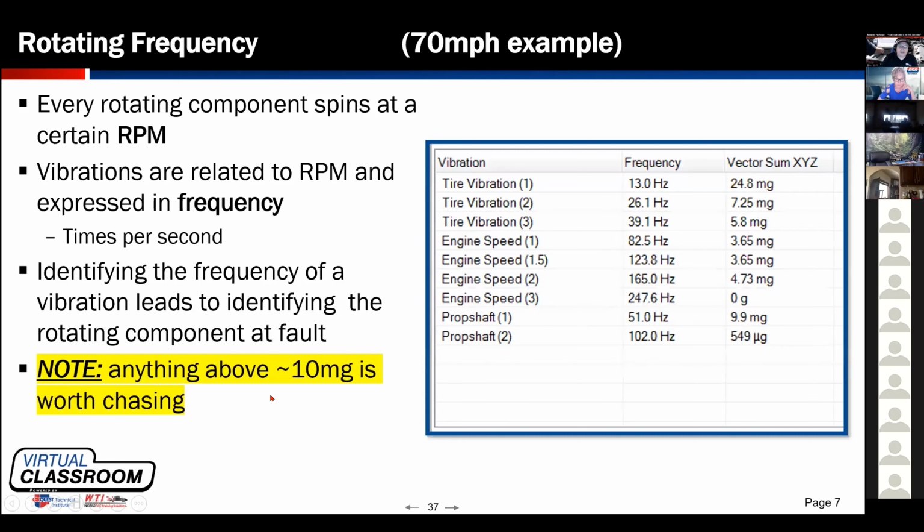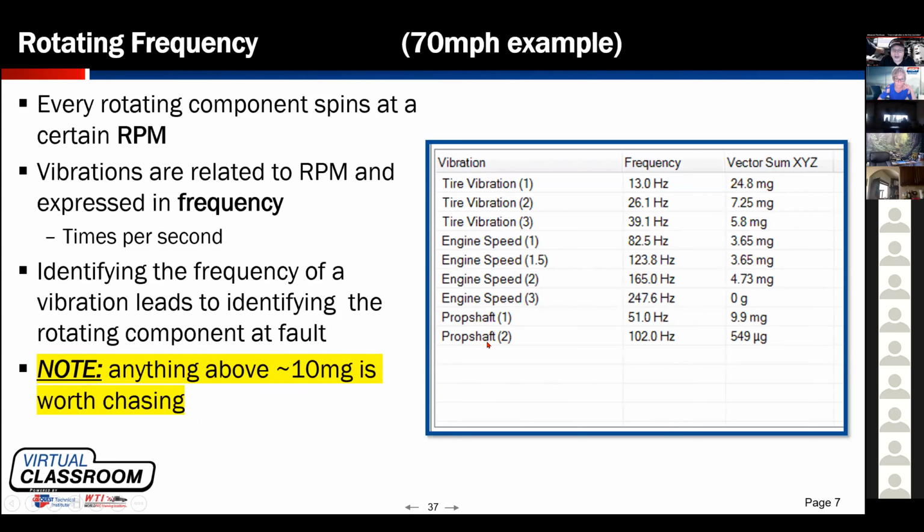I make a comment, and this is something I've learned over the years using my NVH kit: if I have a vibration or noise, let's call it a vibration, that is stronger than 10 mgs in force, it's worth chasing. If I have one that's less than 10 milligravitationals, mgs, it's not enough for me to chase.